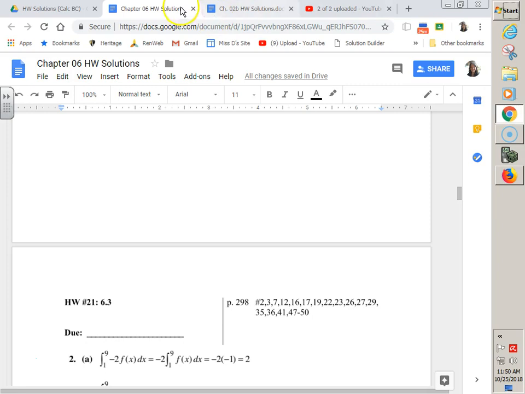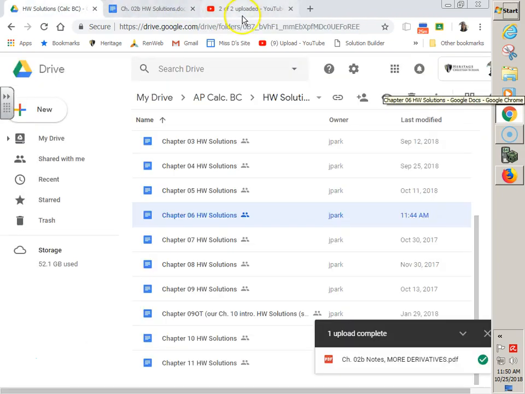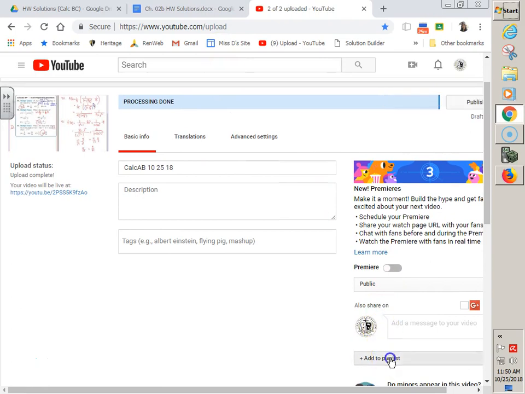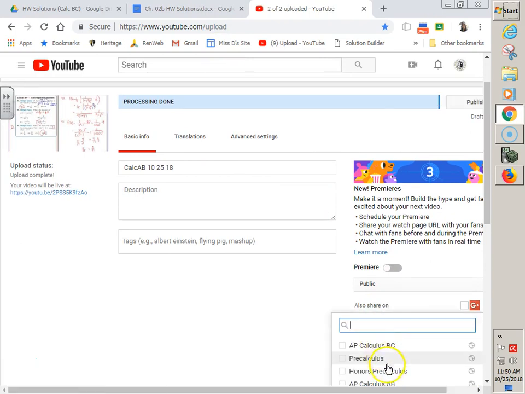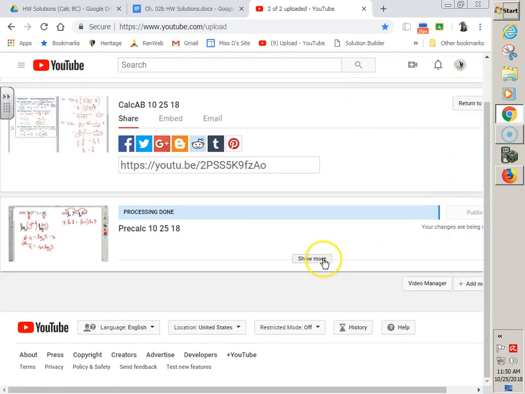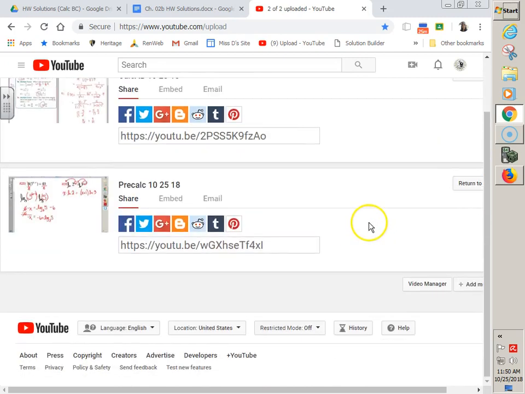I mentioned that there is a snazzy shortcut rule, but it only works with equally spaced intervals. Otherwise, like the AP guys love to throw tables at us that aren't equally spaced. So that's why I just have you guys memorize the area of a trapezoid, 1/2 base times height 1 plus height 2.